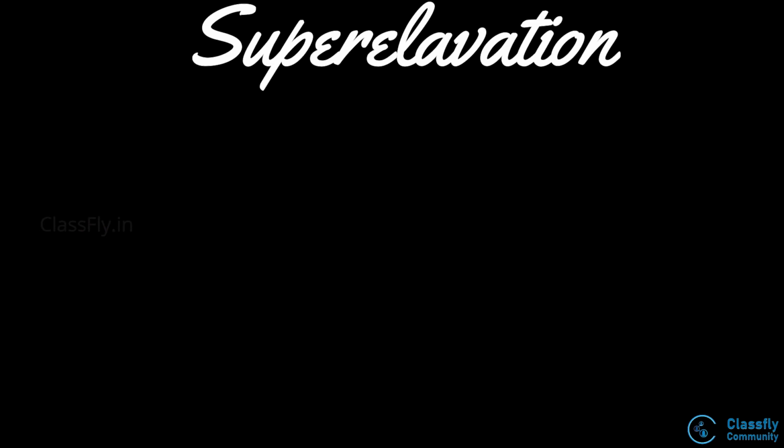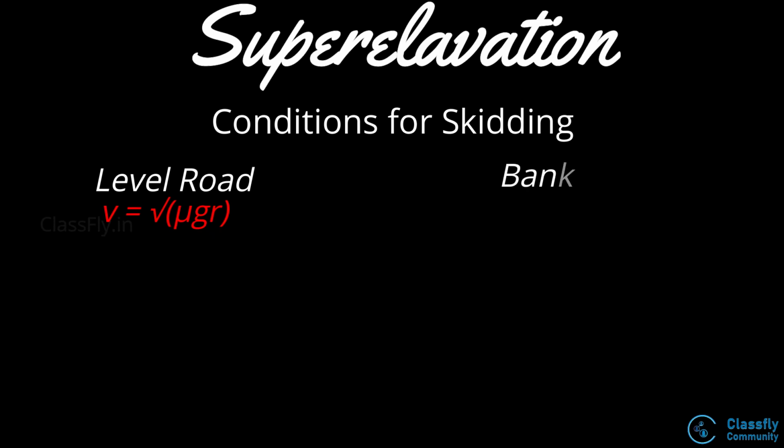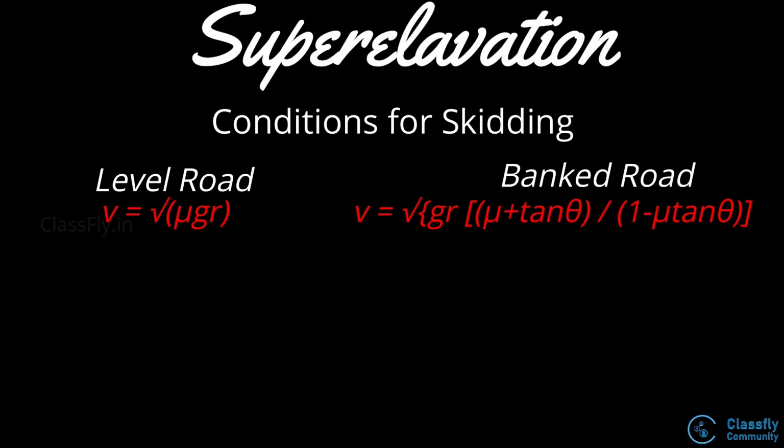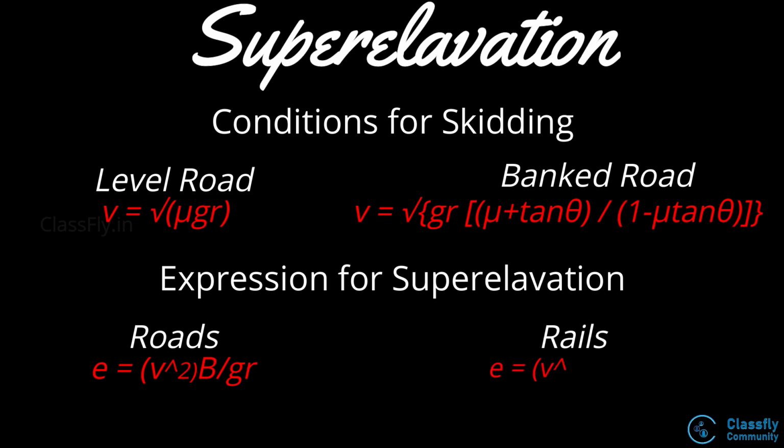Then we looked into the different conditions for the skidding on the level road, in which the limiting speed v is given by root of mu gr, and the condition for skidding on a banked road, in which the limiting speed v is given by root of gr into mu plus tan theta divided by 1 minus mu tan theta. Then we also looked into the expression of superelevation for roads and rails, that is E is equal to v square by gr for roads and E is equal to v square g by gr for rails.